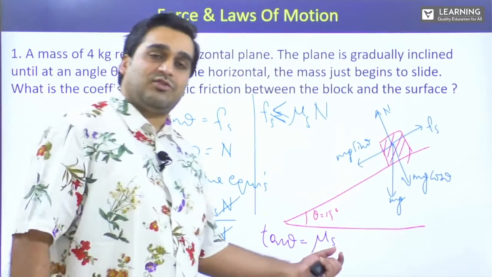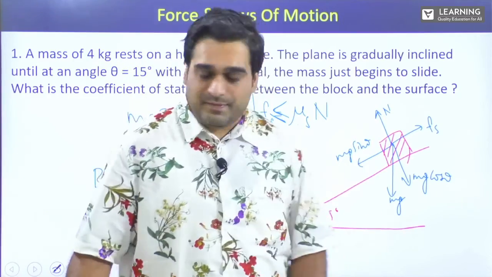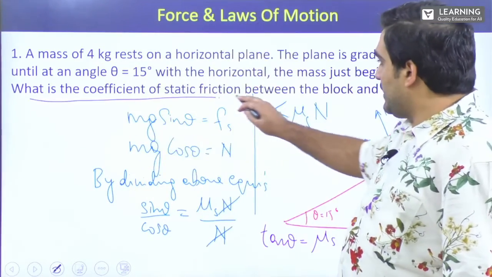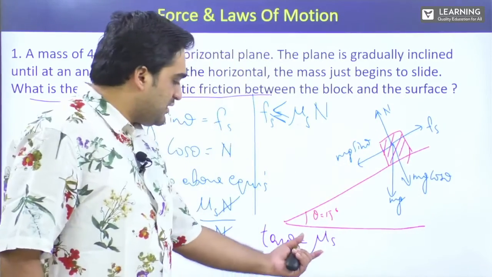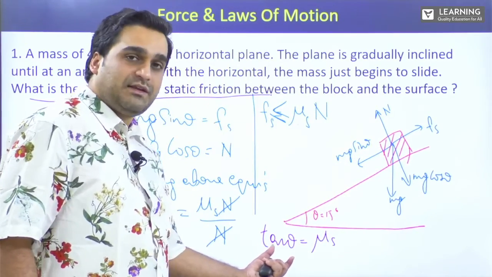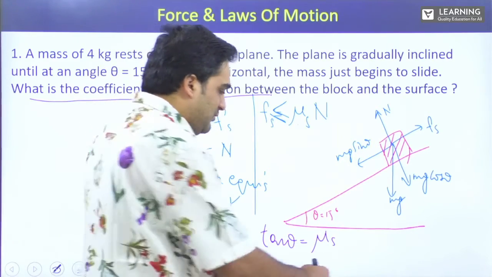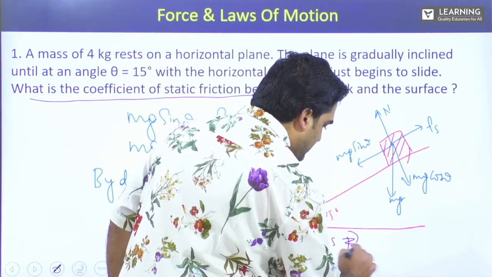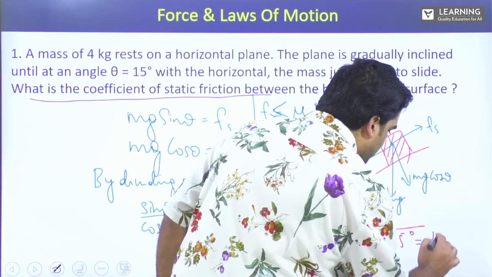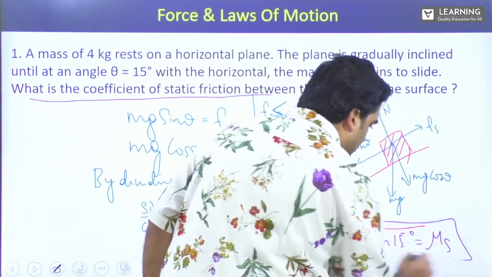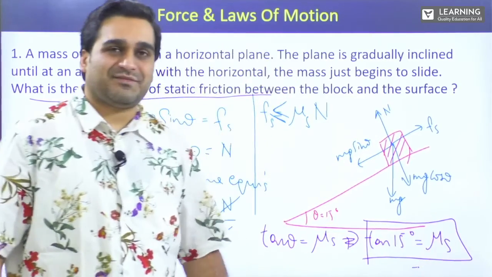What we need to determine is the coefficient of static friction. What is the coefficient of static friction between the block and the surface? Well, the coefficient of static friction can be determined by taking tan of theta. Do we know the angle theta? Yes, we do. So this implies tan 15 degrees is equal to mu s. This will give you the solution for the coefficient of static friction.